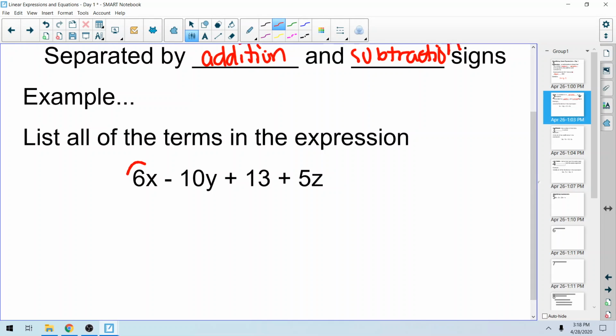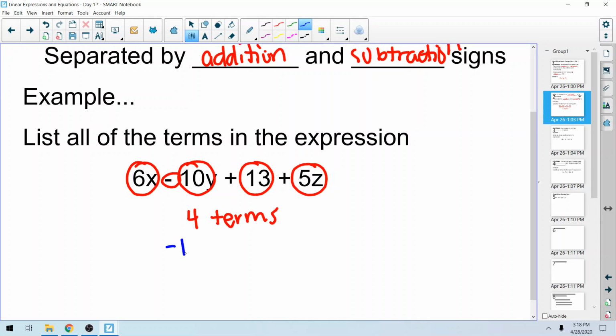So 6x is a term. 10y is a term. More importantly, negative 10y. Okay, positive 13 is a term and positive 5z is a term. So this has 4 terms. Okay, and then once again, I want to point out that this is actually negative 10y. That's the whole term. You kind of bring the subtraction sign along with it.